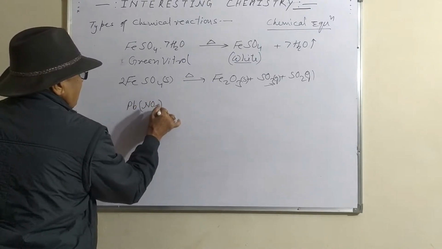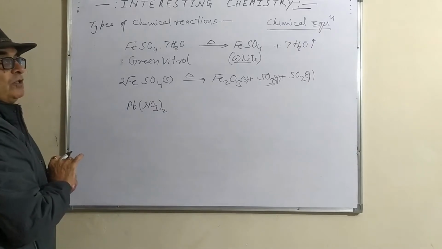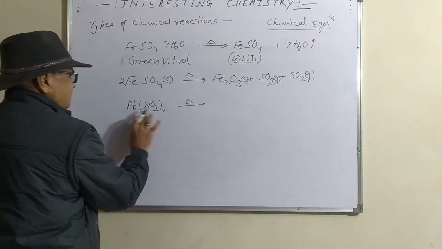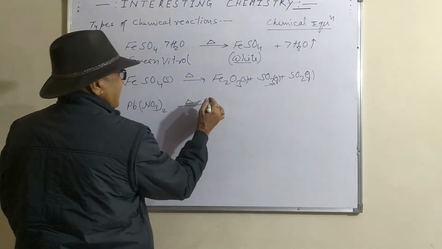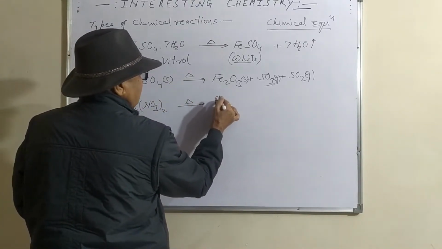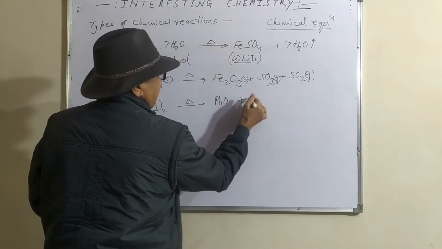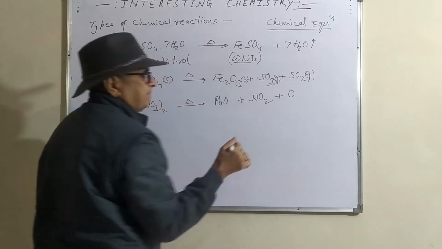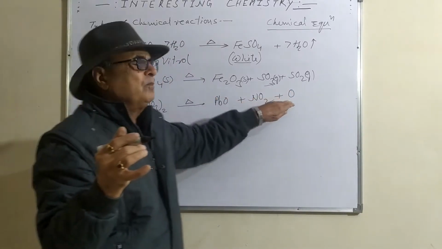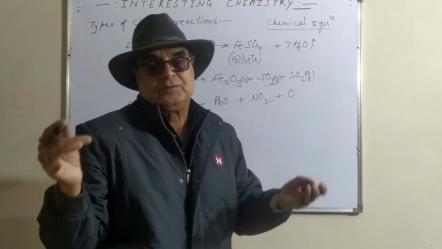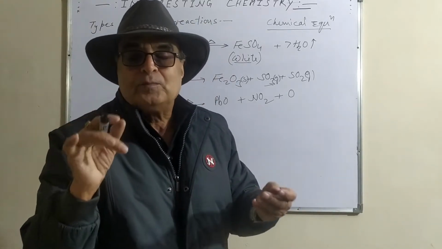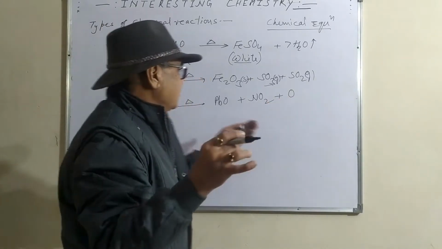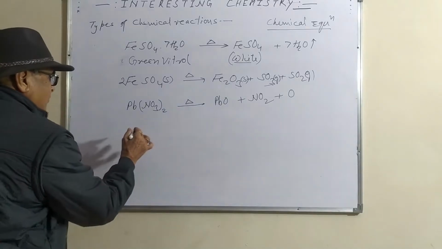Pb(NO3)2, Pb(NO3)2 when it is heated, you will get PbO, lead oxide, plus NO2 plus oxygen. Oxygen is written in the atomic form. If you want to balance the equation in the end, first of all write this oxygen in the atomic form. So now come to it, it is your extra one.